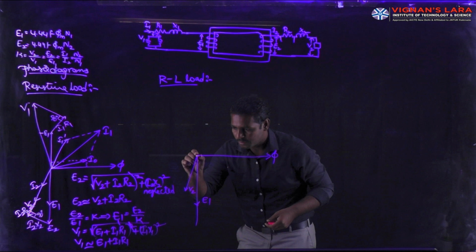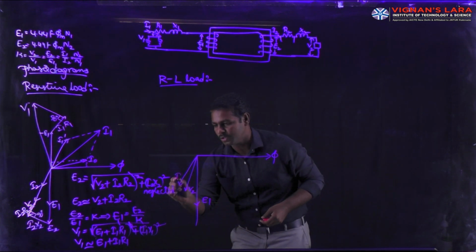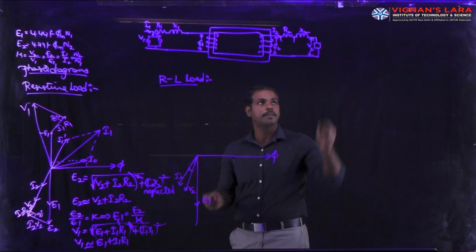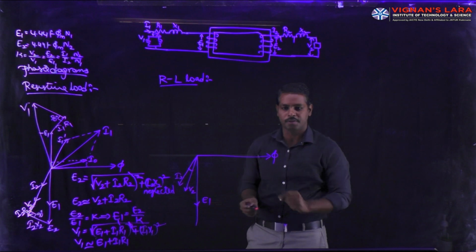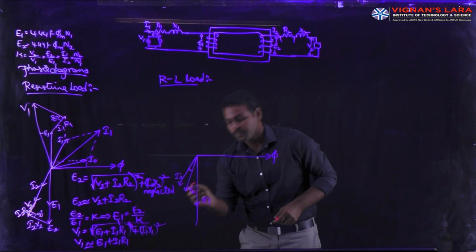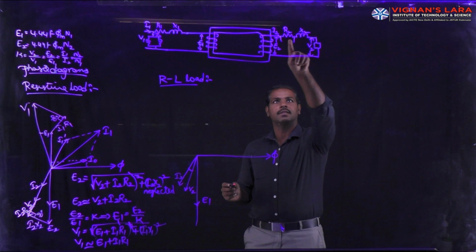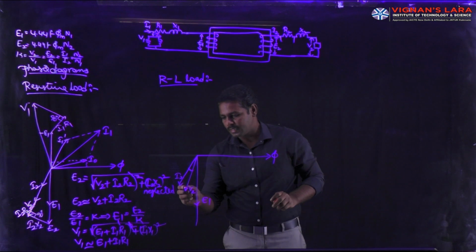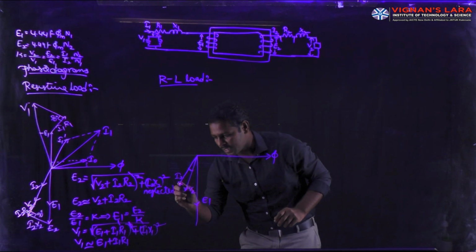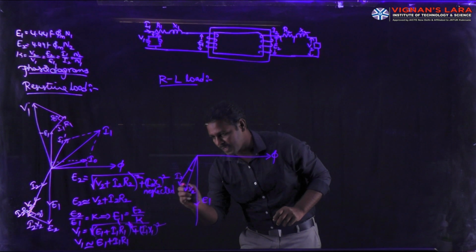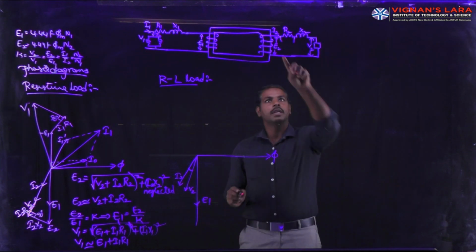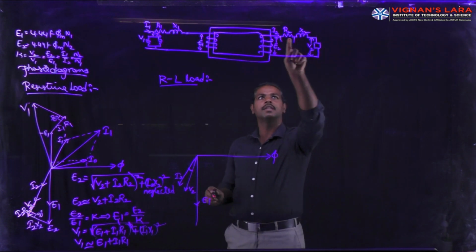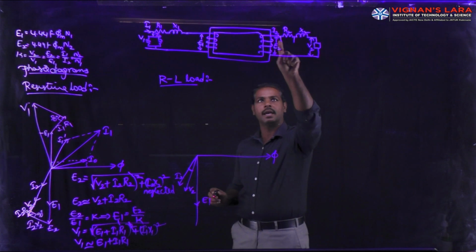That means I2 is lagging in nature, which is equal to the load power factor, to be calculated from the given load. This is connected across the load, a resistance and inductance in the secondary, which is always in phase with I2. So when we are getting the E2 value, the terminal voltage is to be added with these two drops. Only then do we get the E2 value.